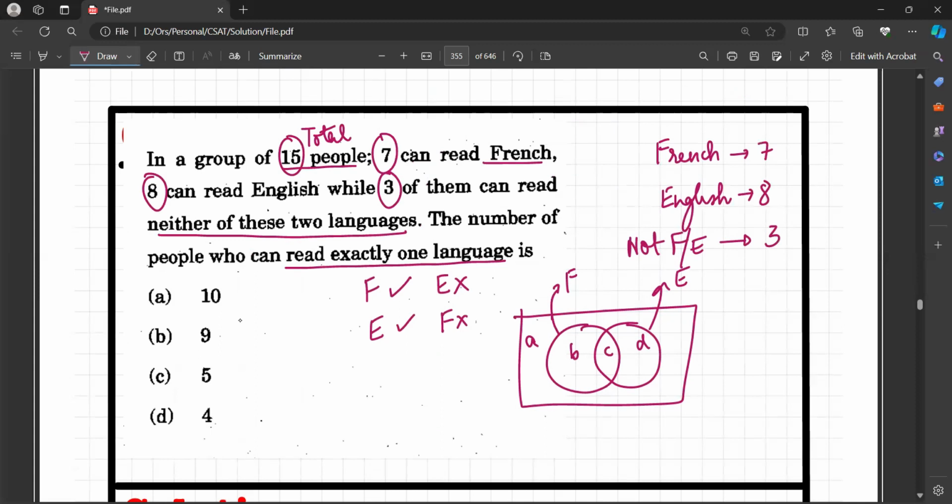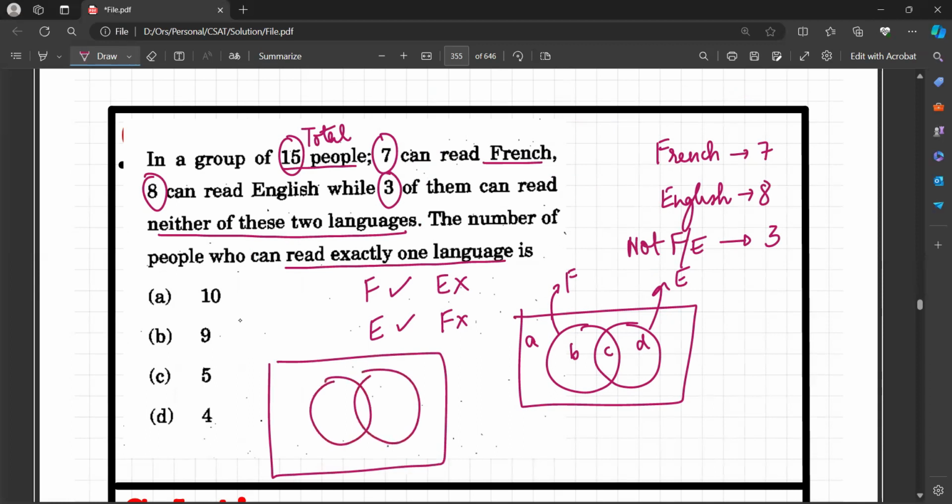3 of them can read neither of these two languages. So A will go as 3. I am doing it again here. So can I place 3 here? Yes. So 3 data is given and we have placed 3 here. Now B, C, D total becomes 12, out of which number of French is 7. So B plus C is 7. If B plus C plus D is 12 and B plus C is 7, so D will become what? If this total, that is B plus C plus D is 12, after eliminating A, and B plus C is the number of French, which is 7. So D will be equal to 5. So we can write 5 here.